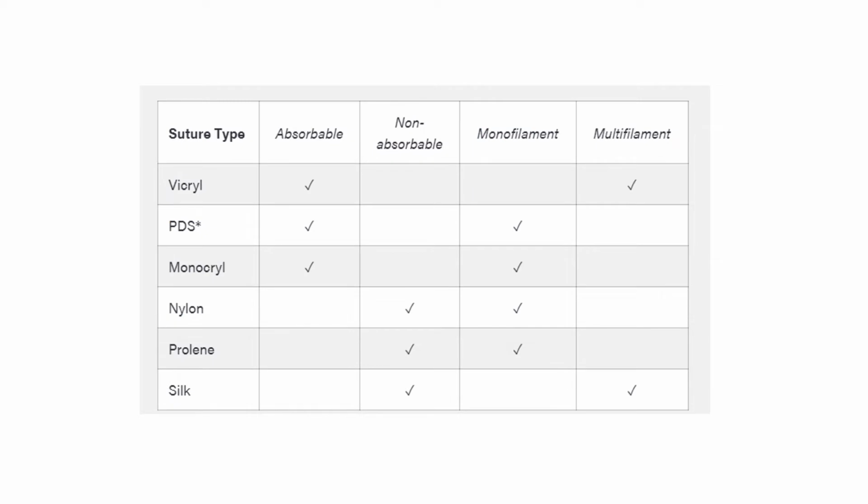So these are examples of sutures available in the market. Now we have Vicryl, which is absorbable and multifilament, PDS, absorbable and monofilament, Monocryl is an absorbable suture and monofilament. Nylon is non-absorbable, also monofilament. Prolene is non-absorbable and monofilament, whereas silk is non-absorbable and multifilament.